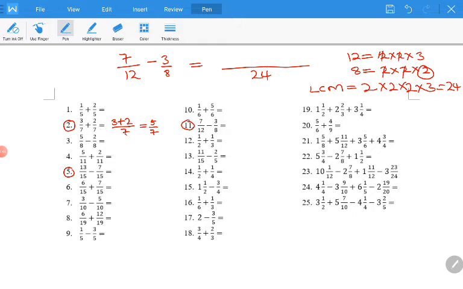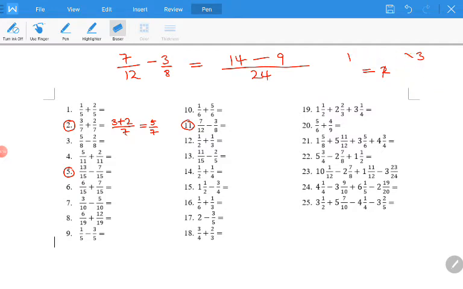So now 12 into 24 gives us 2. And if we multiply 2 by 7, we get 14. 8 into 24, that's 3. 3 times 3 will give us 9. So the answer for 7 over 12 minus 3 over 8 is equals to 5 over 24.